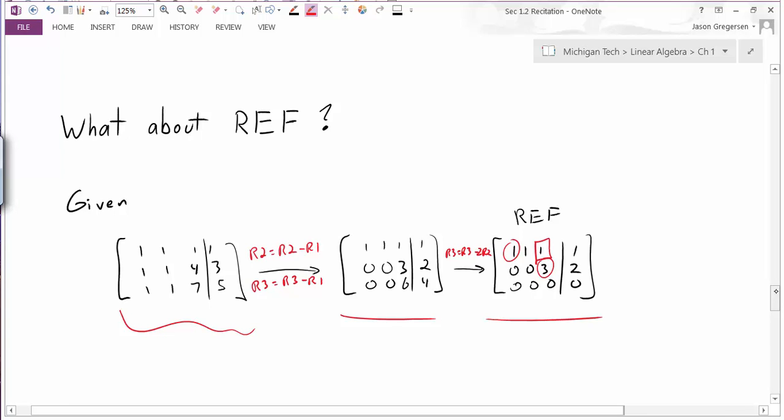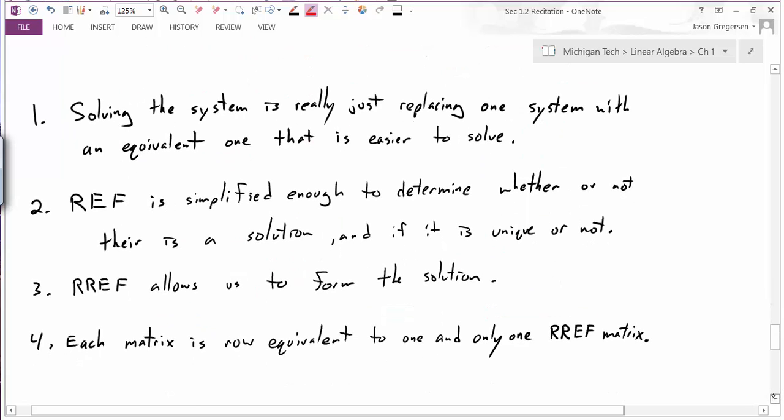So once again, to summarize, solving the system is really just replacing one system with an equivalent one that is easier to solve. And we go from system to system using row operations. Row echelon form is just simplified enough to determine whether or not there is a solution and if it is unique or not. Reduced row echelon form allows us to form our solutions, and each matrix is row equivalent to one and only one reduced row echelon form.